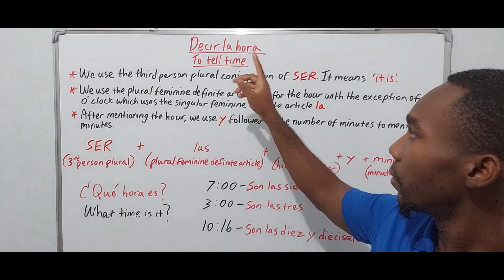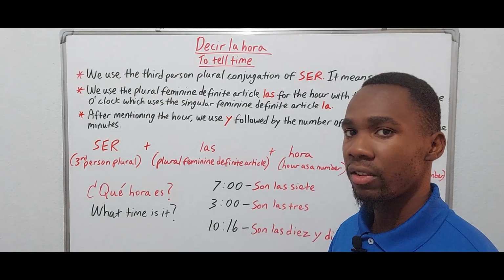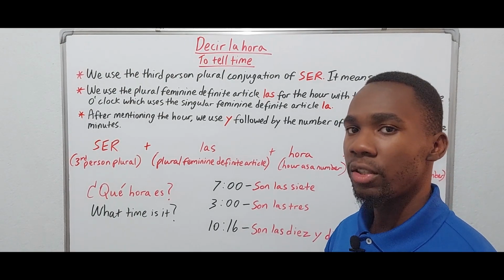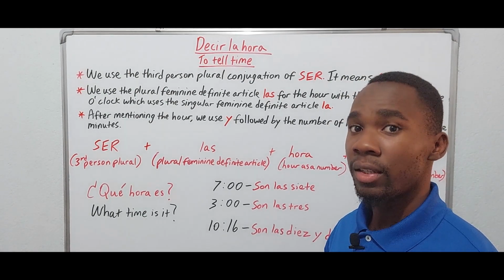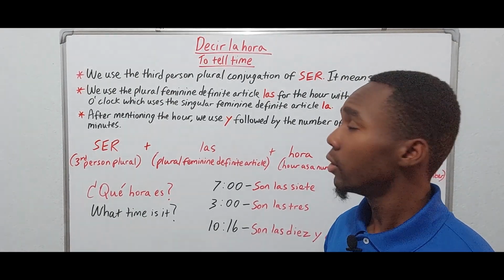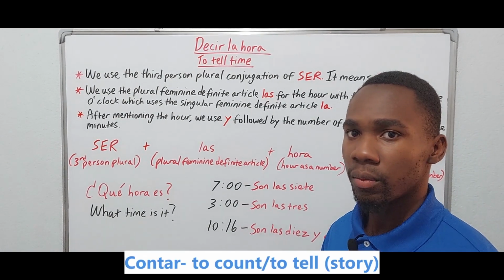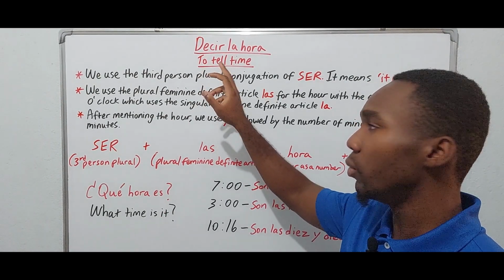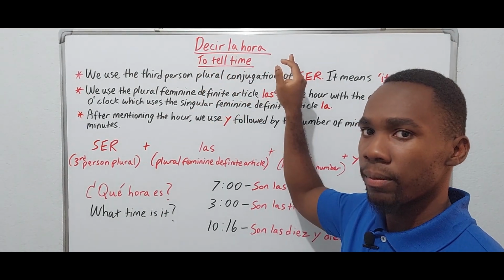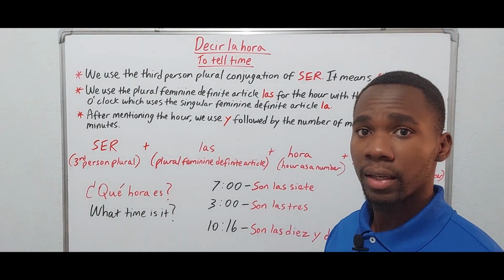So as you see here, the expression for that in Spanish is decir la hora, which literally means to tell the hour, but it would translate as to tell time, okay? Oh, right, we don't use the verb contar. We use that with numbers, okay? But with time, we say decir la hora. Now, how do we go about telling time, okay?